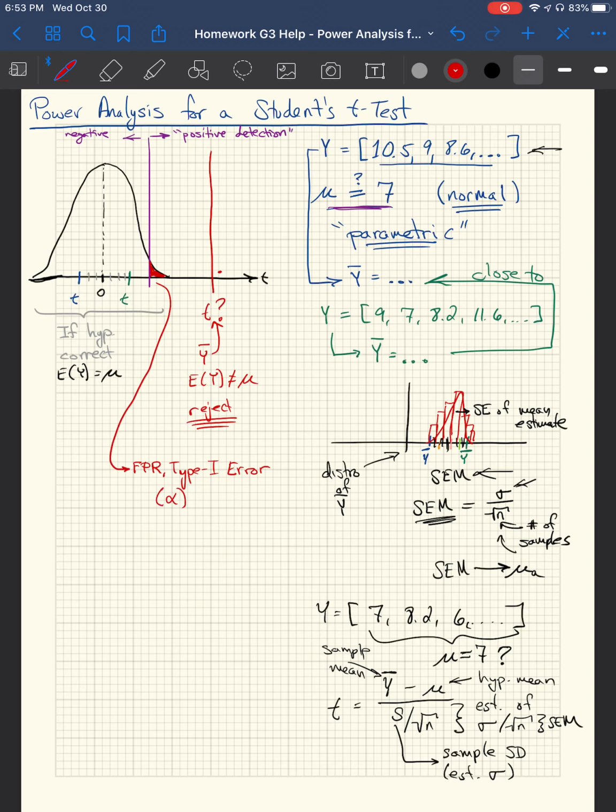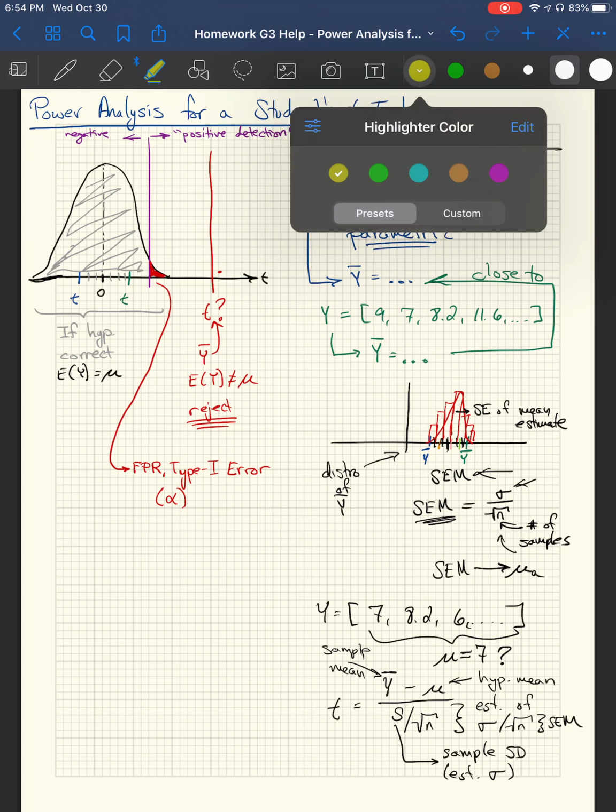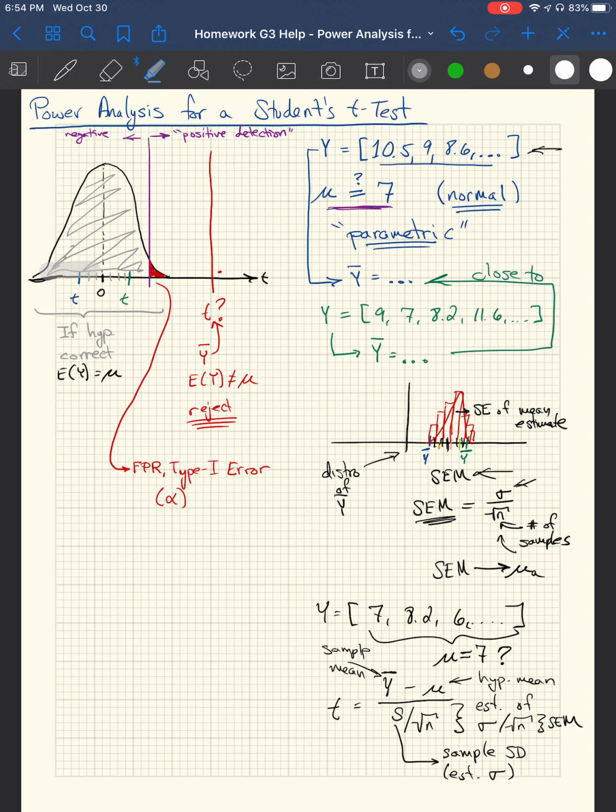So then the other side of this, underneath the curve here, I guess I could maybe use the highlighter. So this area underneath the curve that's to the left of that threshold, those are good negatives. So we have our false positive rate, and then we also have our true negative rate. And you can just view that as 1 minus alpha.